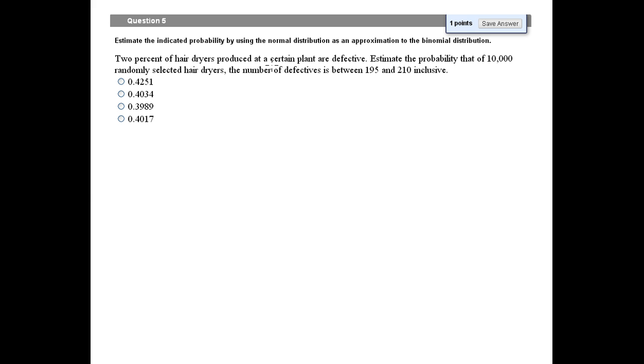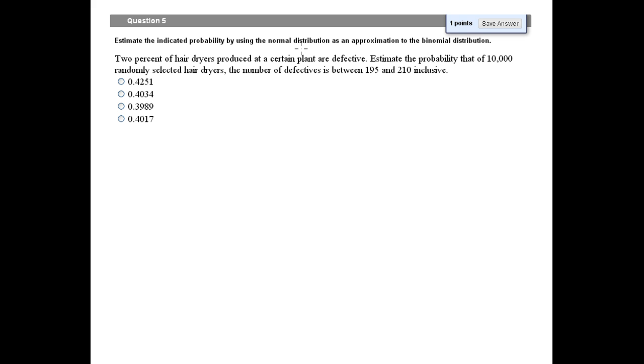2% of hair dryers produced at a certain plant are defective. Estimate the probability that of 10,000 randomly selected hair dryers, the number of defectives is between 195 and 210. Well, if you have something that's defective or not defective, it means I only have a discrete variable. It's either yes or no, true or false, success and fail. So that's a binomial question, and he clearly told you this, that use approximation to binomial distribution.